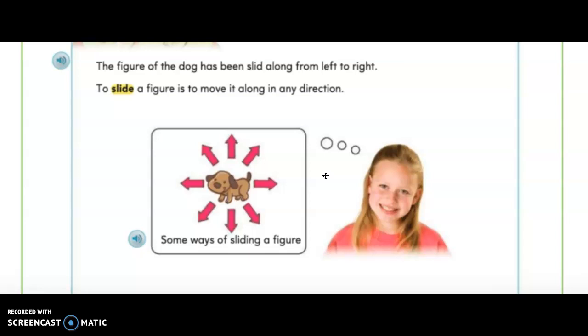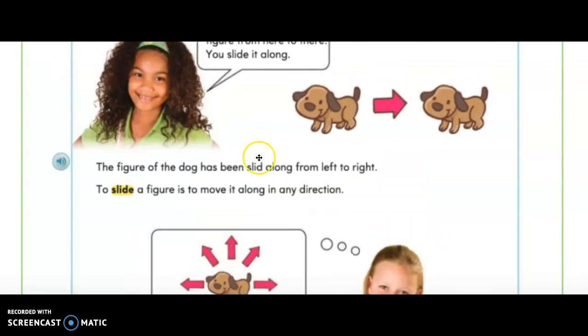To slide a figure is to move it along in any direction. So if we take a look at this dog here, it could be slid up or down or diagonally down, as long as it's not changing any of the size or things like that for the animal, it is going to be considered a slide. So it has to stay the same. If we go back and look at this, nothing about the picture is different. It's just slid across.